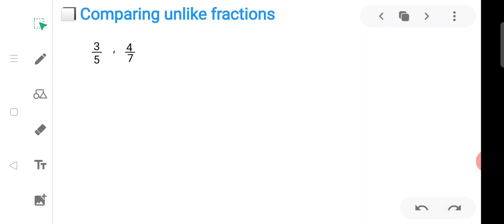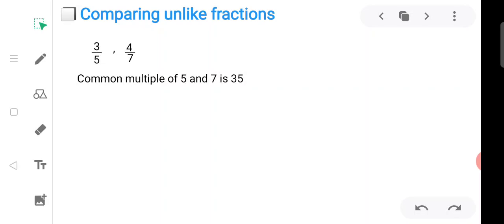Then their denominators will be the same. Now see, here the denominators are 5 and 7. First we have to find the smallest common multiple of 5 and 7. So 35 is the common multiple of 5 and 7. We have to convert them into equivalent fractions with denominator 35.